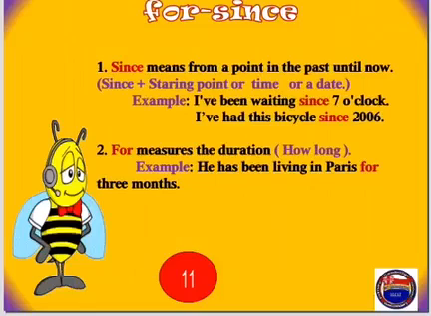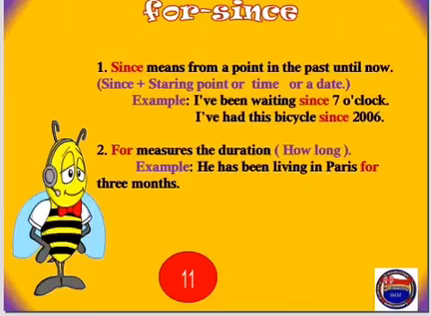Since and for are also examples of prepositions of time. Some students find it difficult to differentiate between them. So, what is the difference between since and for? First, since means from a point in the past till now. After since, you will find a starting point or time or a date. Look at the examples written here. The first one, I have been waiting since 7 o'clock. This means I have been waiting from 7 o'clock till now.